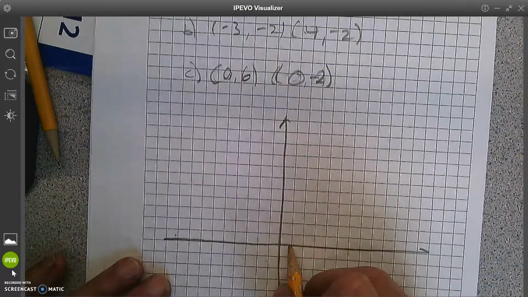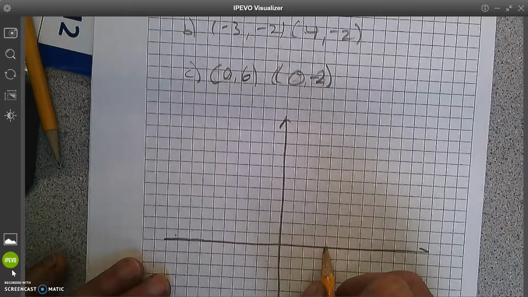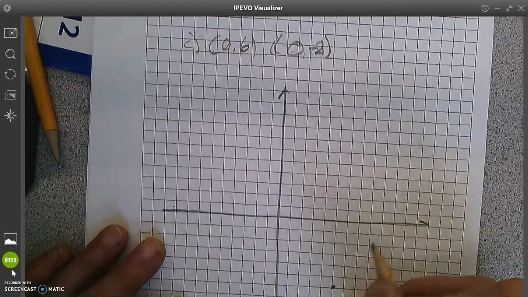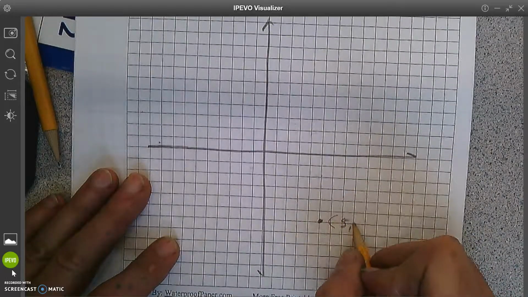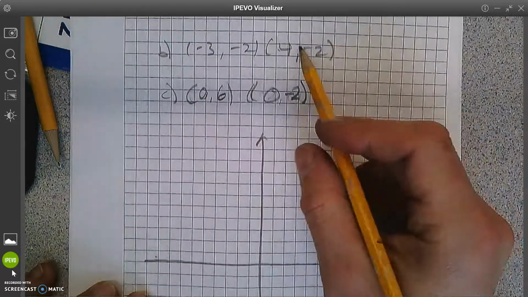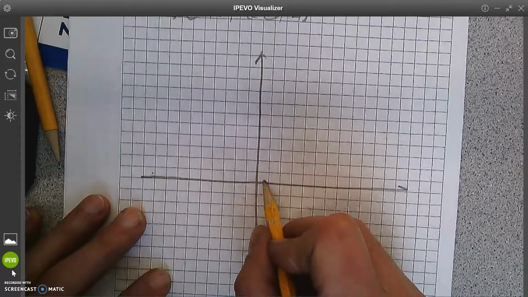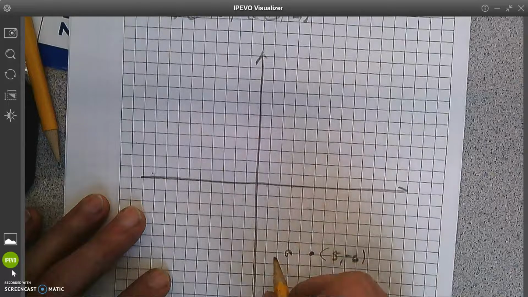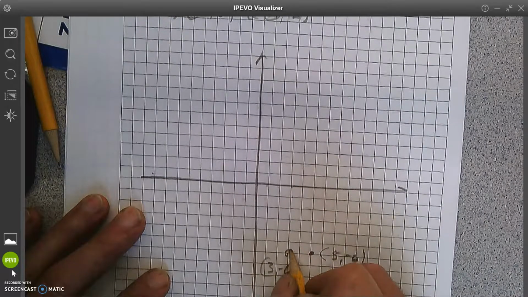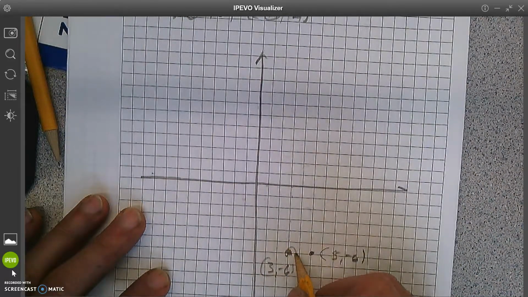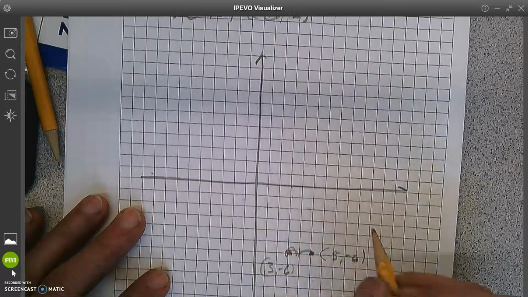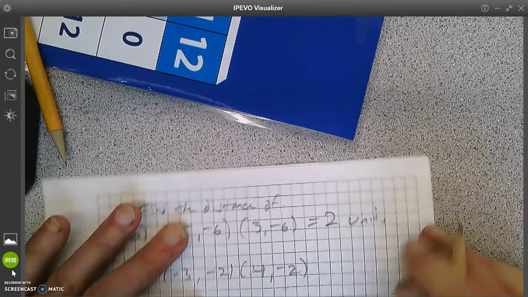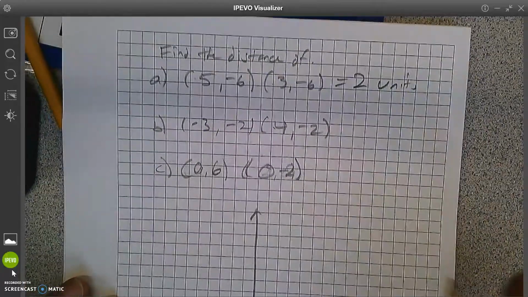So let's plot those. 1, 2, 3, 4, 5. 1, 2, 3, 4, 5, 6. So that's 5, -6, like that. And then 3, -6. 1, 2, 3. 1, 2, 3, 4, 5, 6. 3, -6, like there. What's the distance? 1, 2. Distance is 2. So this distance is 2 units. Right there, 2 units. All right, try this one.